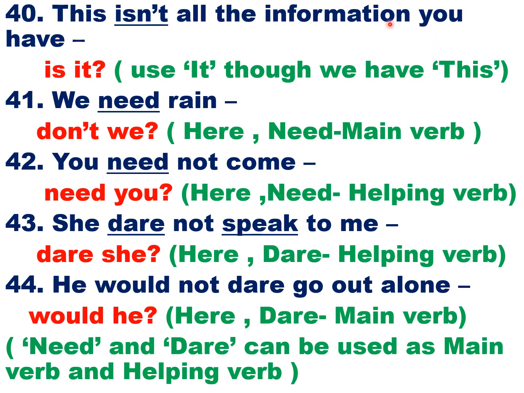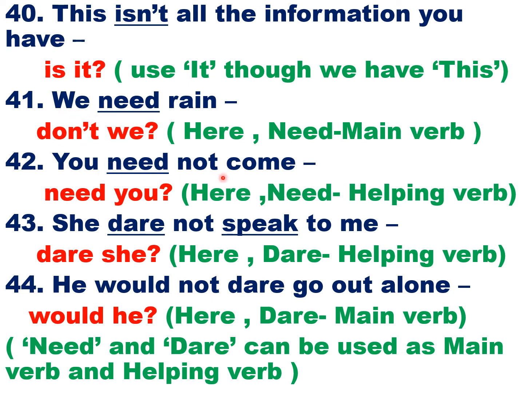This isn't all the information you have. Negative statement. Yes, it. Though we have this in the sentence, we must use it in the question tag. If the subject of the statement is this, the subject of the tag will be it. This is a rule. We need rain. Positive statement. Here, need is the main verb. Simple present tense. Plural. We have plural. So, don't we. Negative tag.